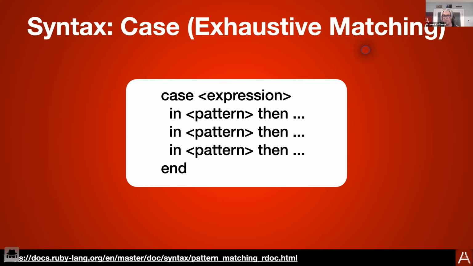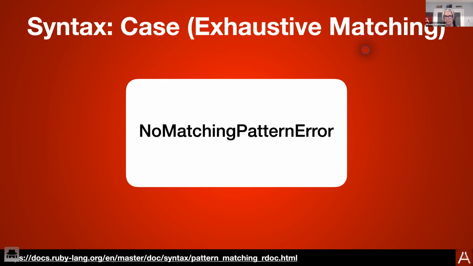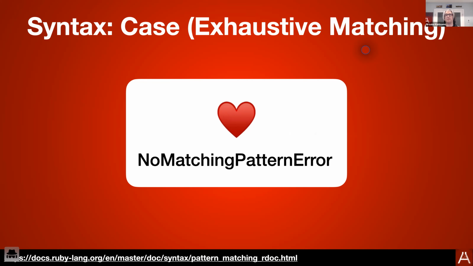Now, in the pattern flow, the way this works is in your case expression, what Ruby's going to do is it's going to chunk through these one by one and try to find a pattern. If it doesn't find a pattern match and you don't have an else statement, it's going to give you a no pattern match error. And this is awesome, by the way. And let me explain why.